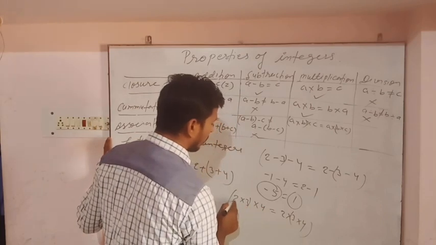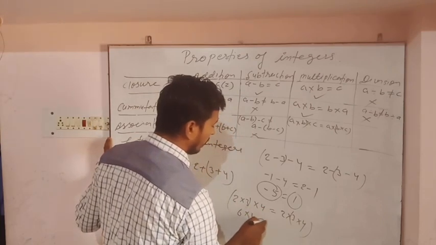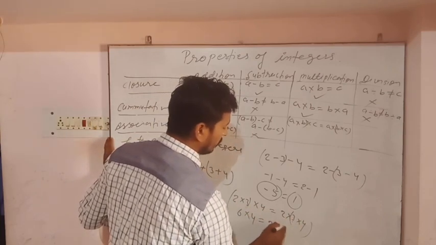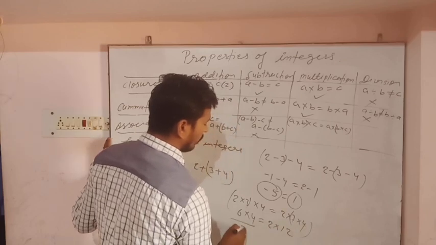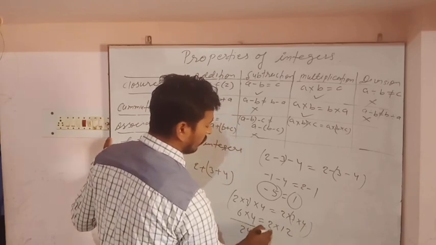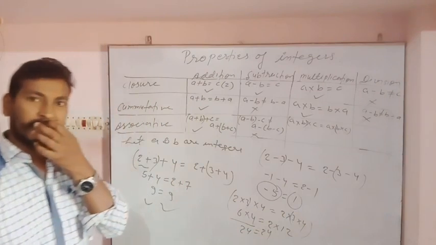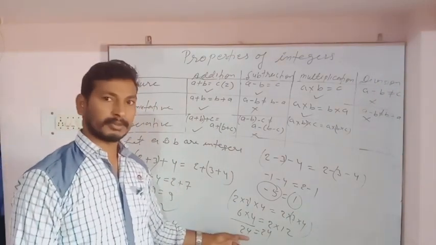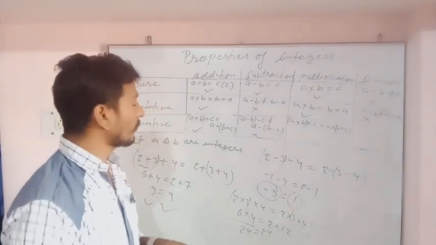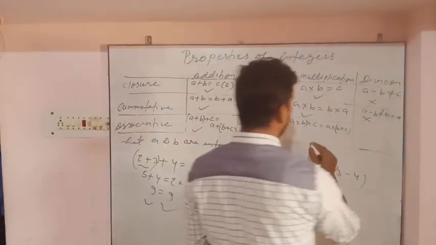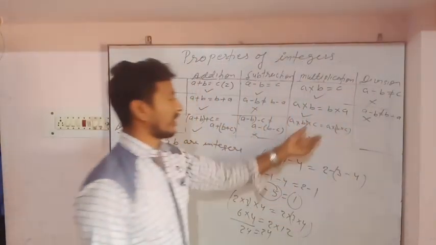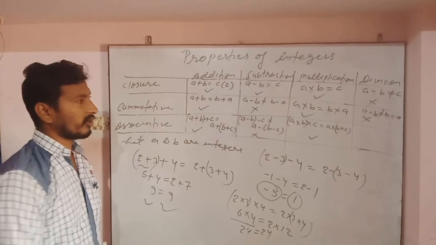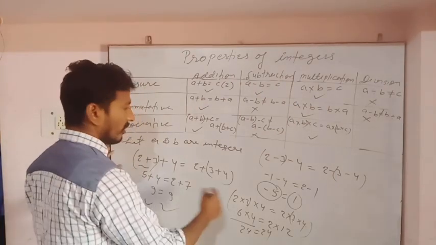Then 3 to the 6, multiply 4, and 4 to the 12. 6 4 to the 24, and again 12 to the 24. So it means that LHS and RHS both are equal, so we can say this is closed. Now we check our division.